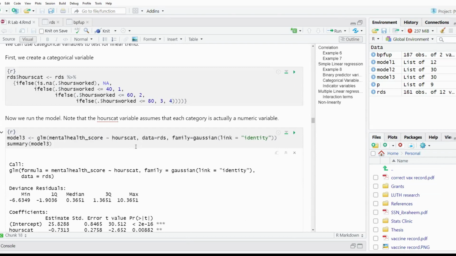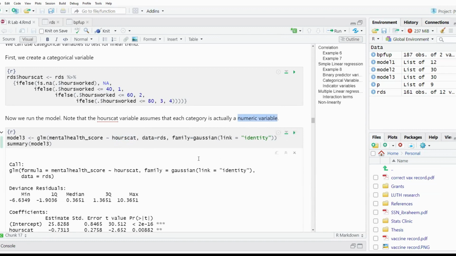So now we can run that model. If you remember in class, Ebua said that we have to always be careful when we run categorical variables. If you just put a categorical variable in the model, R will not tell you that it's a categorical variable unless you tell R so. If you didn't tell R that it's a categorical variable, it would assume that it's a numeric variable.